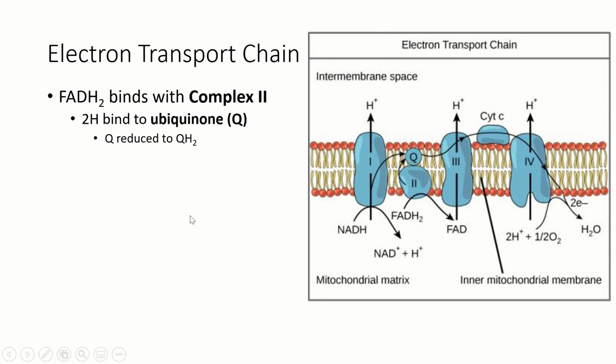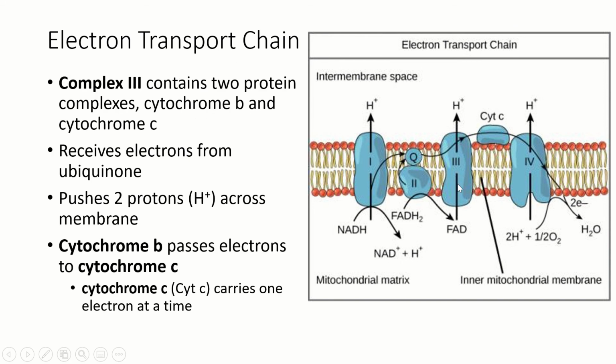Complex 2 is going to bind with FADH2, dump off another hydrogen, another electron, and give that electron to ubiquinone. The hydrogen ion does not actually go here. The hydrogen ion is going to go to complex 3. At this point, ubiquinone has 2 electrons. It picked up one here, it picked up one here. So ubiquinone now has been reduced. Remember, gaining an electron is reduction. Q gets reduced to QH2 and goes to complex 3.